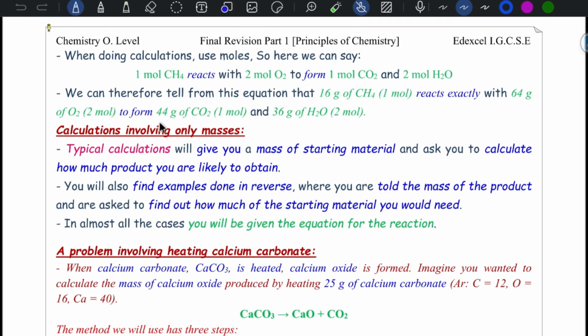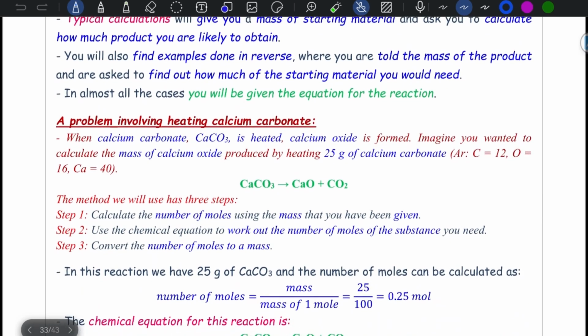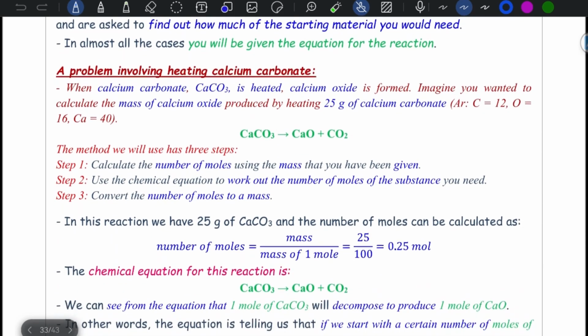When we talk about calculations involving only masses, the typical calculation will give you the mass of starting material and ask you to calculate how much product you are likely to obtain. You will also find examples done in reverse: they tell you the mass of product and ask you to find out how much of the starting material you would need. In almost all cases, you will be given the equation for the reaction. The equation must be provided to ensure that you can solve the problem.